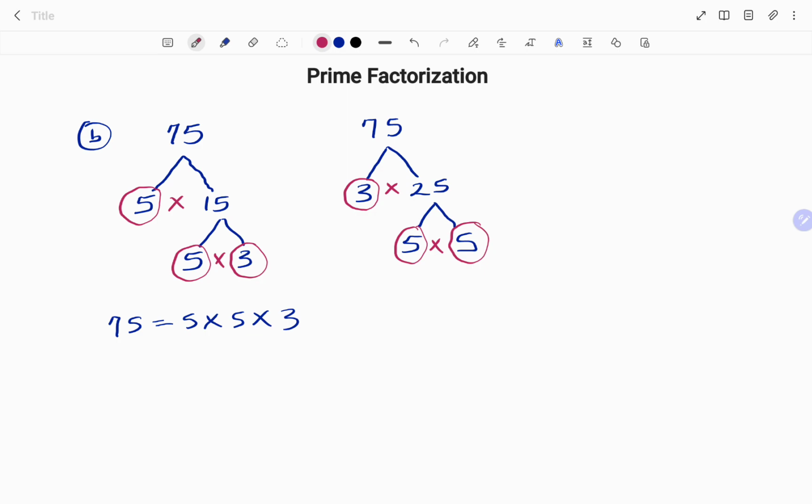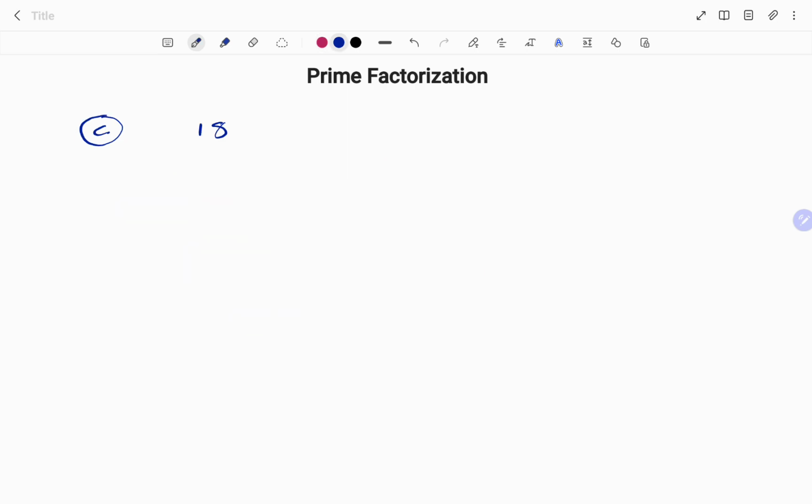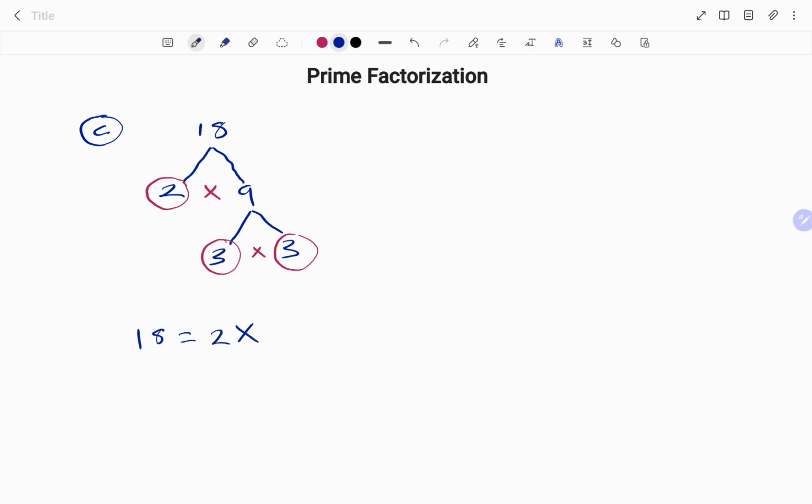Let's try out one more example. Let's try out 18. 18 is an even number and thus can be divided by 2. We have 2 in 18, 9 times. So we know that 2 times 9 will give us 18. 2 is a prime. We can go ahead and break down 9 into 3 times 3. 3 is a prime here. 3 is also a prime here. So the prime factorization of 18 is 2 times 3 times 3. And if we check, 2 times 3 times 3 will give us 18.